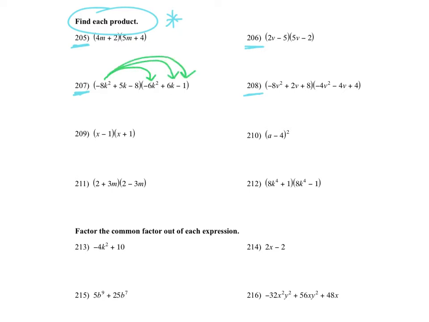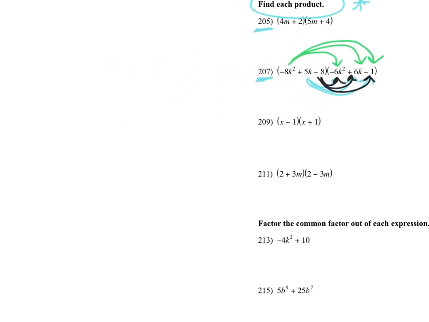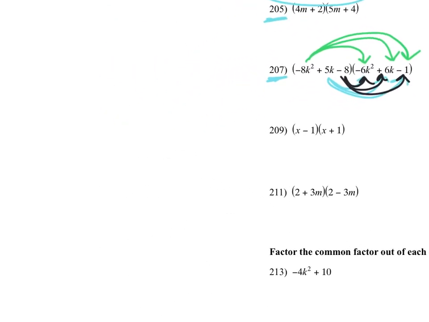And then you're going to distribute the 5k to every single one. And then finally, you're going to distribute the negative 8 to every single one. Okay, and then from there you can get the answer. So I'll do that. That one's a very long problem, but I will do it. Let me just make this a little bit bigger on the left side.